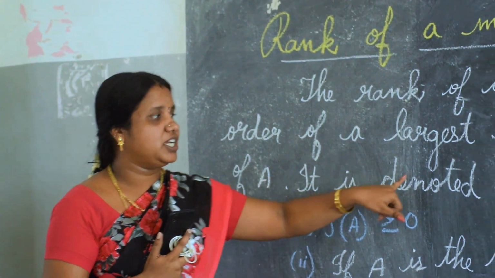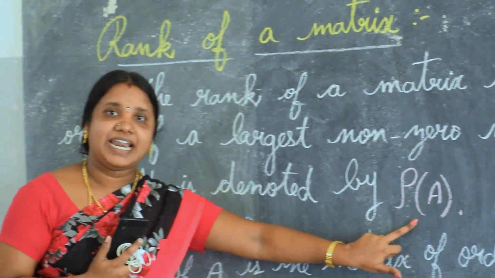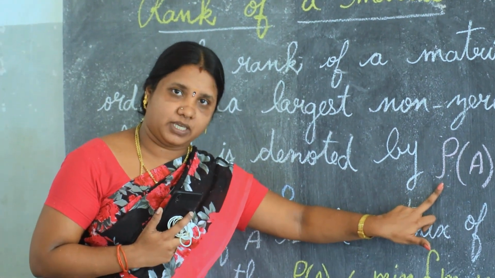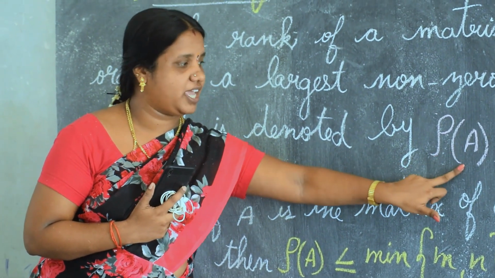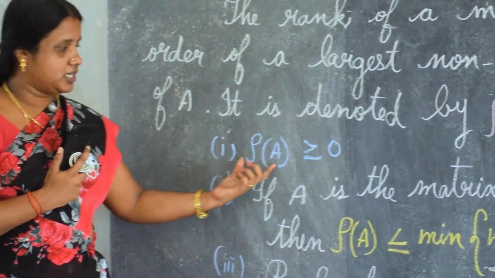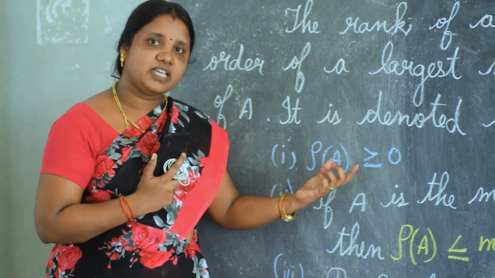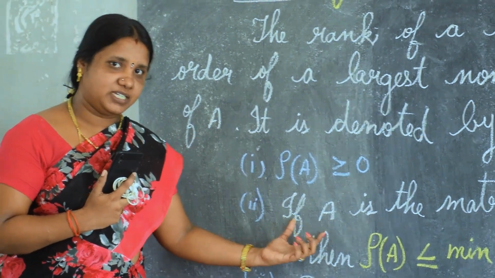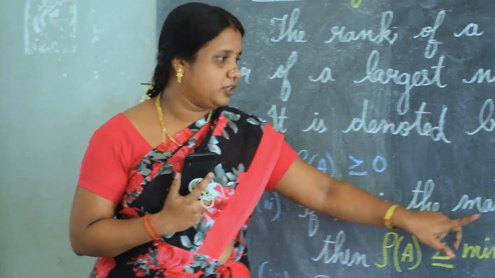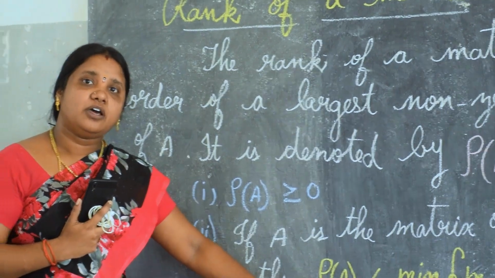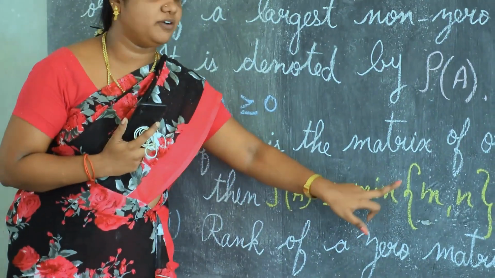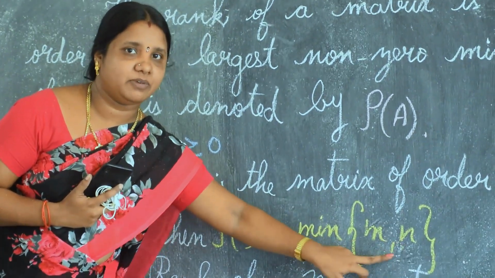It is denoted by rho of A. This is not P, this is rho of A. Next, our key point is rho of A should always be greater than or equal to 0. If you consider a matrix A of order m cross n, then rho of A is always less than or equal to the minimum value of m or n. Here take the minimum value.